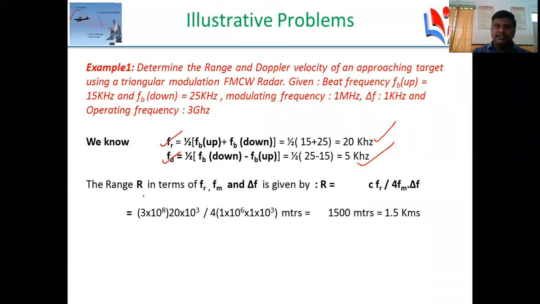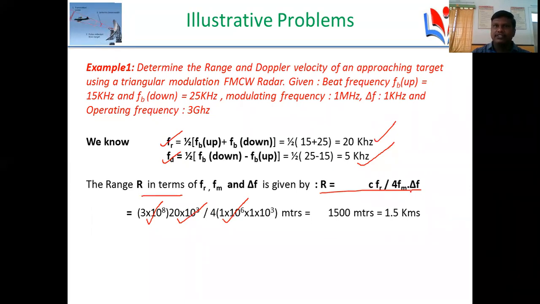Then what is the second one? The range we need to measure. The range in terms of FR, we have the equation. We derived this equation in the previous classes. R equals C into FR divided by 4 FM into delta F, where C is the velocity of light. We have taken 3 into 10 power 8. And FR we have calculated, that is 20 kilohertz, the range frequency, divided by 4 into FM. What is the modulating signal frequency? FM is given as 1 megahertz, so 1 into 10 power 6. And delta F is given.